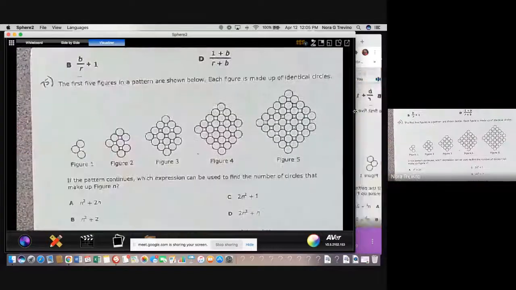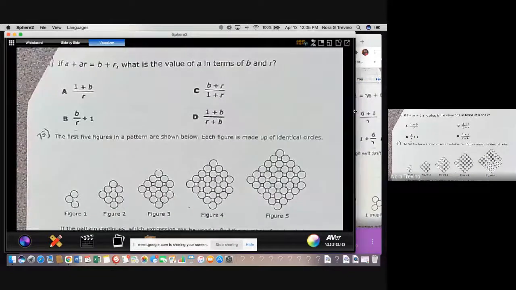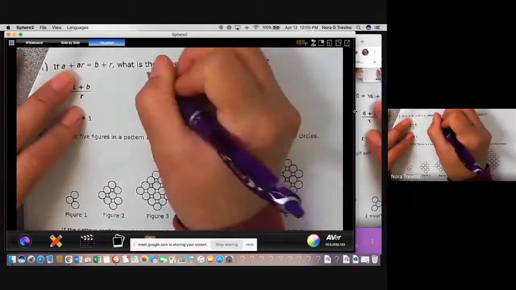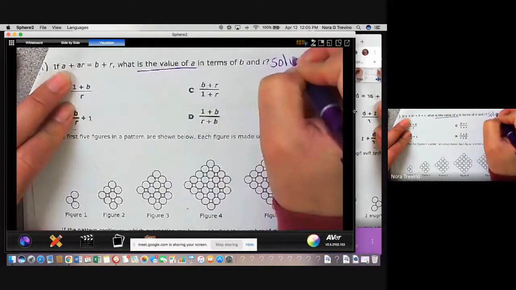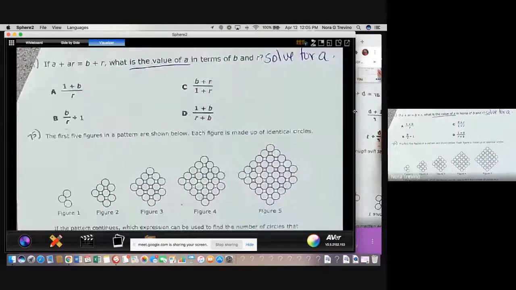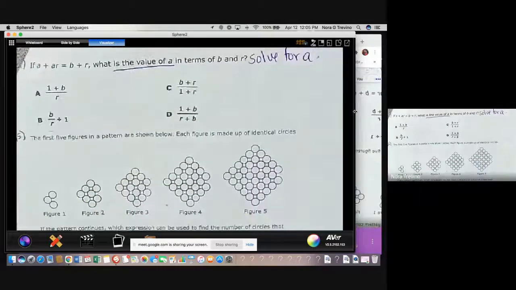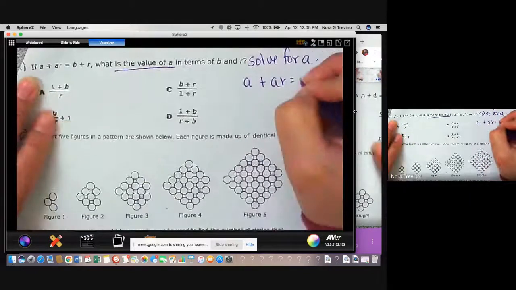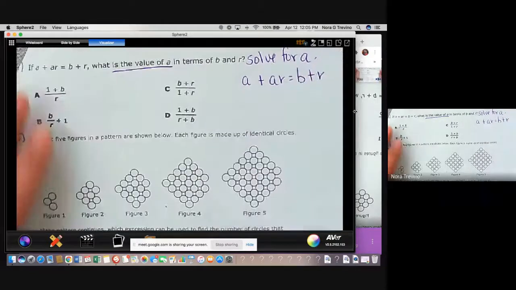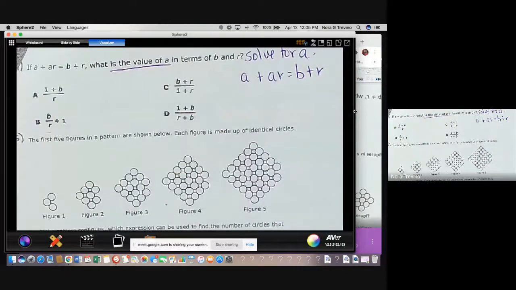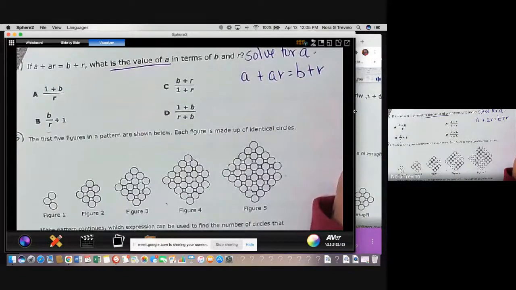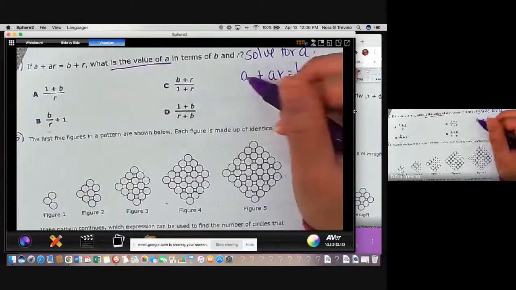Let's move on. It says, if A plus AR equals B plus R, what is the value of A in terms of B and R? All they're saying is, if they say what's the value of A, that means solve for A. Get A alone. Okay, so that's what we're going to do. Let me rewrite this. A plus AR equals B plus R. All right. Well, I need to get A alone, correct? But there's like 2 here.